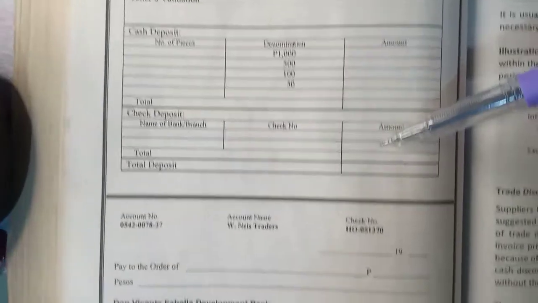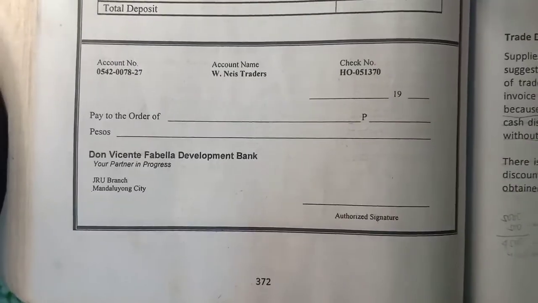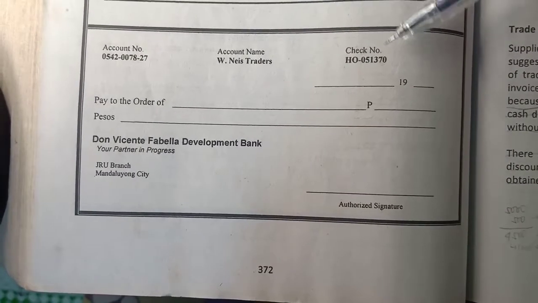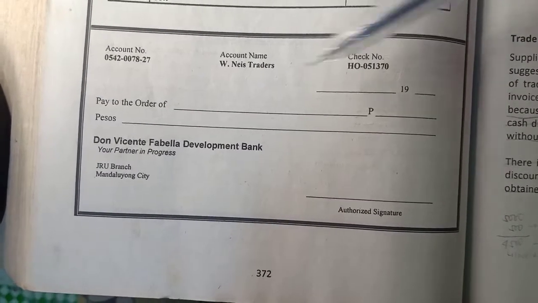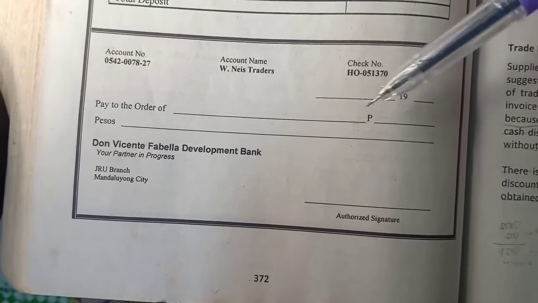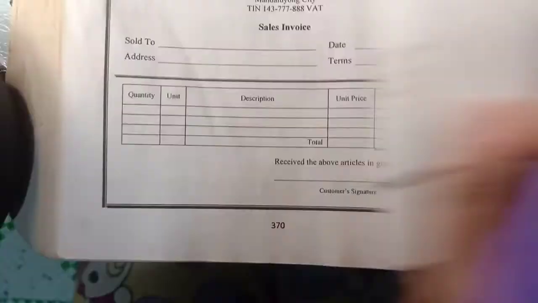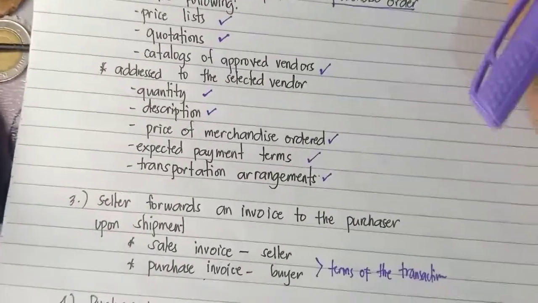Then here is a sample of a check. Account number, account name, check number, paid to the order of, then pesos, then the authorized signature. So that's it for the steps in a purchase requisition.